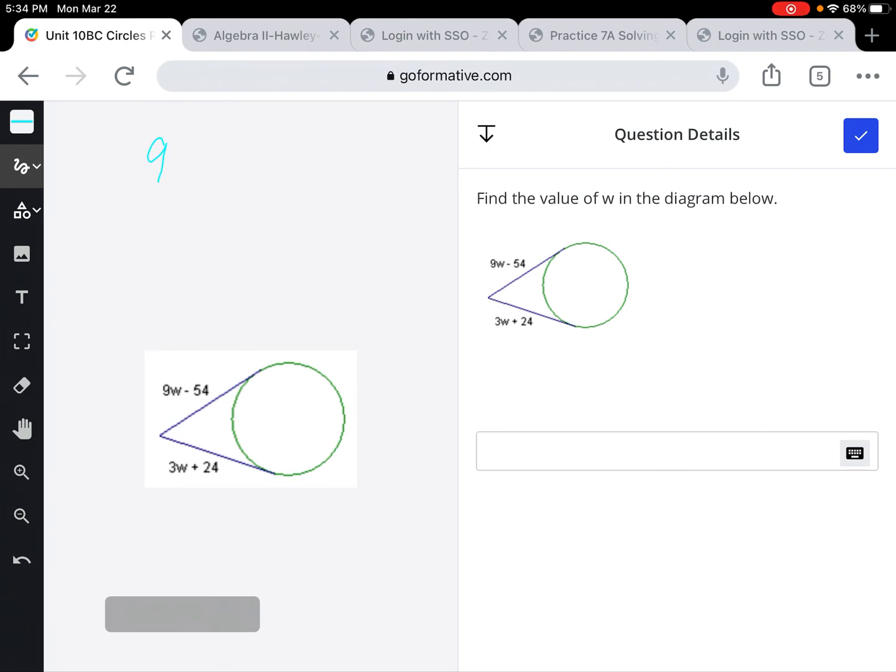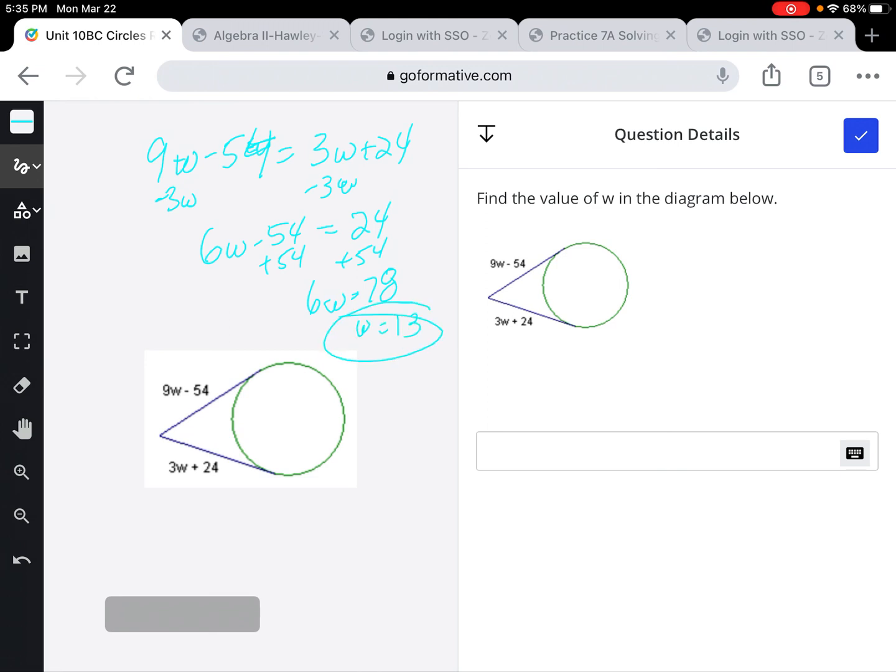I know two tangents that come from the same point are going to be congruent. So I know 9w minus 54 is equal to 3w plus 24. W equals 78, and so W is equal to 13.